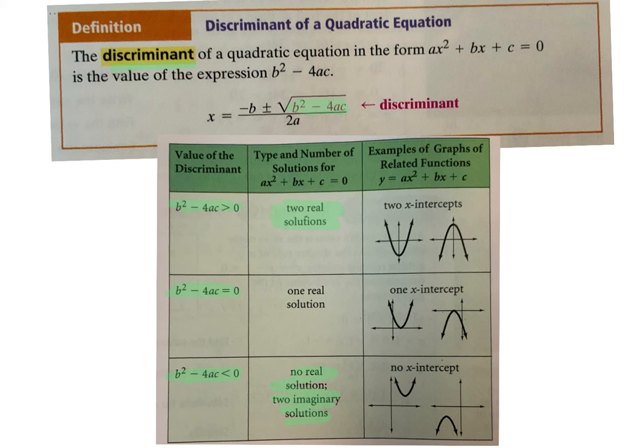And if it's 0, you're actually only going to have 1 answer, because there's not a positive and negative square root of 0. It's just 0. And so your discriminant actually gives you a little bit of information about your answers. But I want you to know the term discriminant. That's just the piece of the quadratic formula that is inside your root.